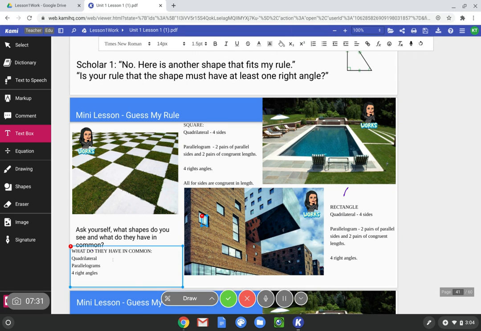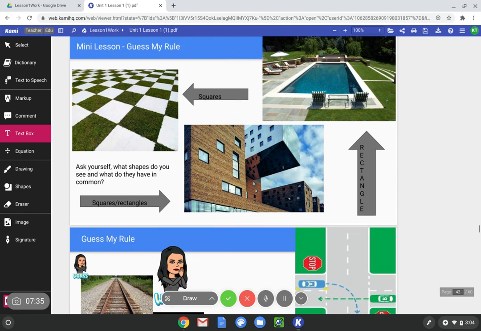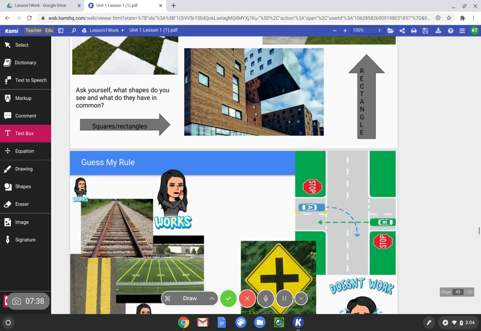Whoop, I don't want to make a text. I'm sorry, I did not mean to commit to that. All right, let's go into the next one. See, squares and rectangles.